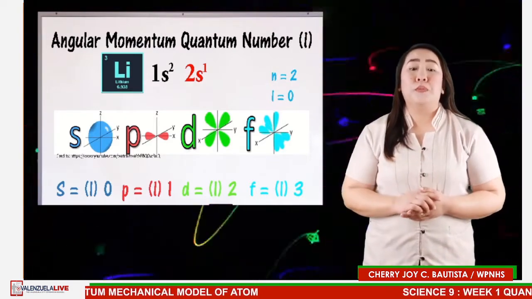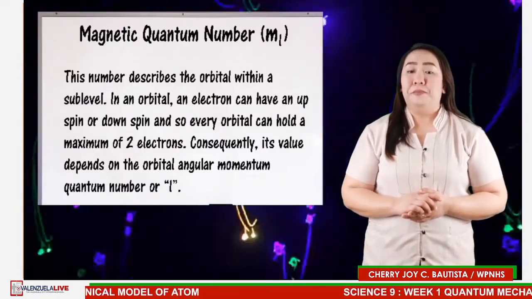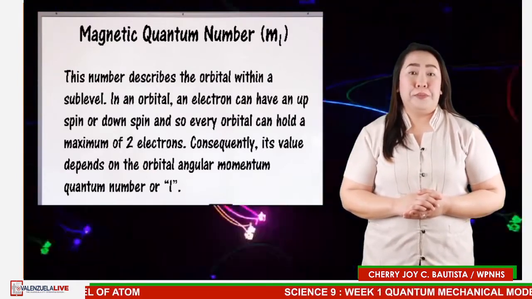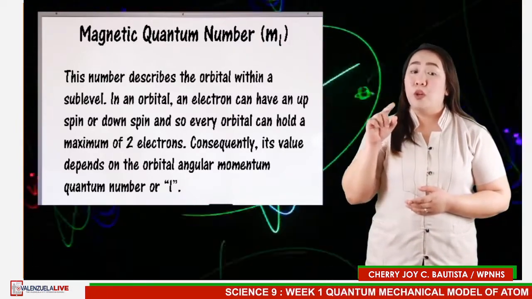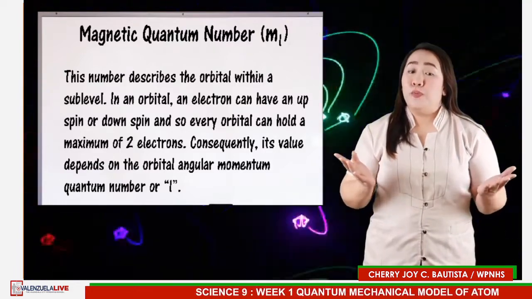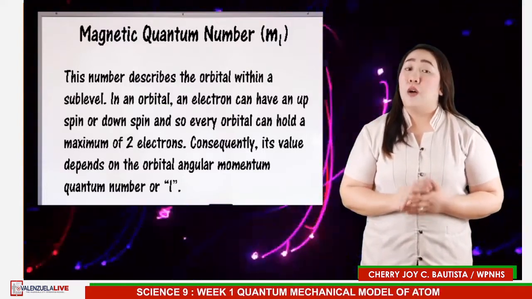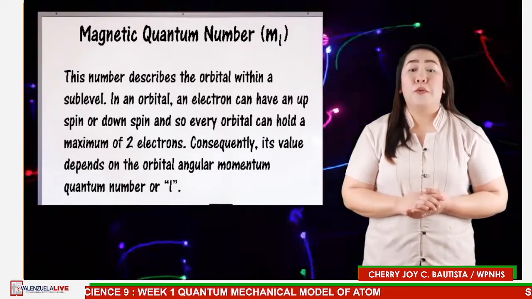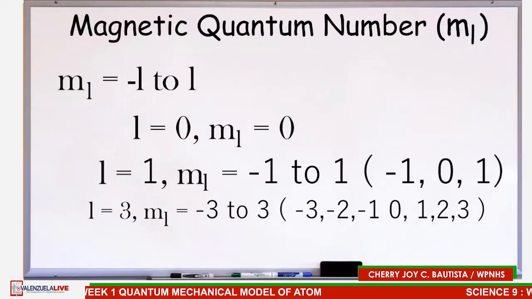The third quantum number is the magnetic quantum number represented as m sub l. This number describes the orbital within a sublevel. In an orbital, an electron can have an upspin or downspin. And so, every orbital can hold a maximum of 2 electrons. Consequently, its value depends on l, or the angular momentum quantum number. This means that m sub l is between negative l to l.